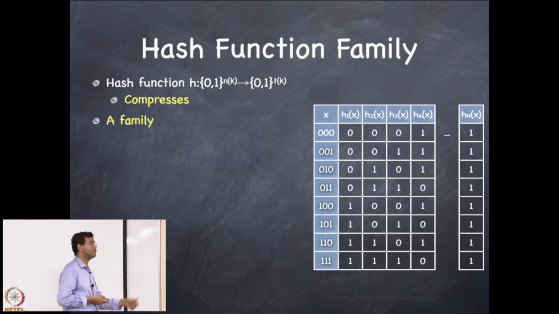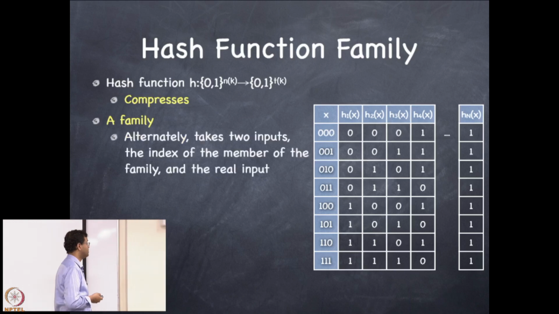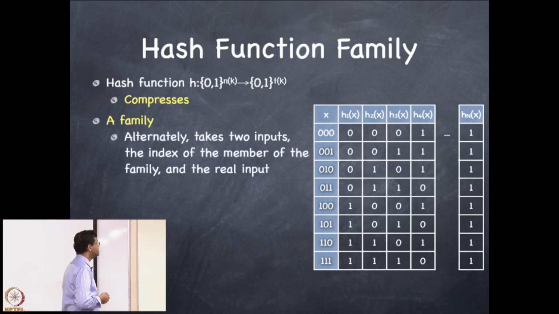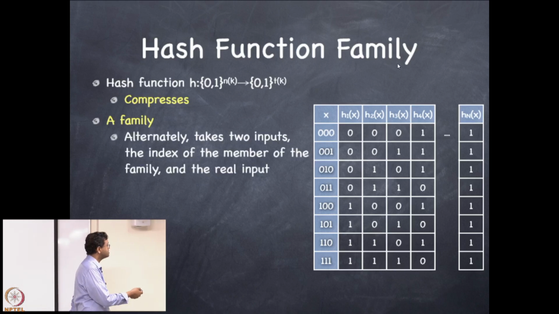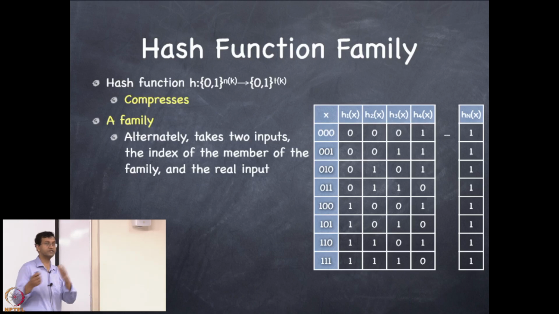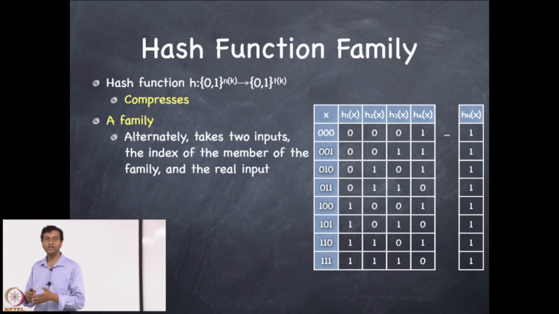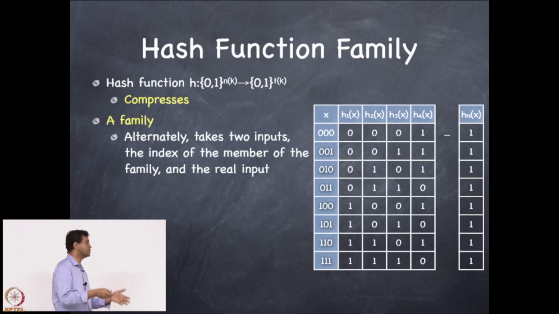And you'll also say which function you are using, typically. Okay. So you could think of that as taking two inputs. One is a column index saying which function to use, and the other is a row index which is saying what is the input you want to feed into the hash function. So what is a function and what is the input to the function? You specify both those things, you get the output.